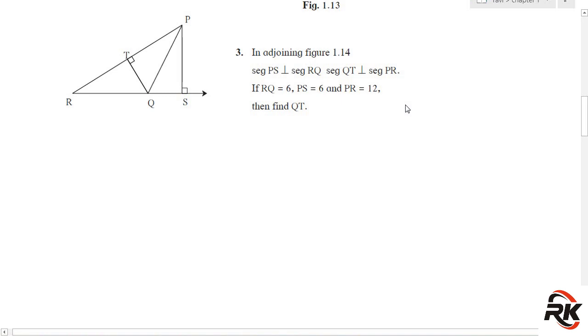This is the third example. In figure, segment PS is perpendicular to segment RQ. Segment QT is perpendicular to segment PR. If RQ is equal to 6, PS is equal to 6 and PR is equal to 12, then find the length of segment QT. RQ is equal to 6. PS is equal to also 6 and PR is equal to 12.